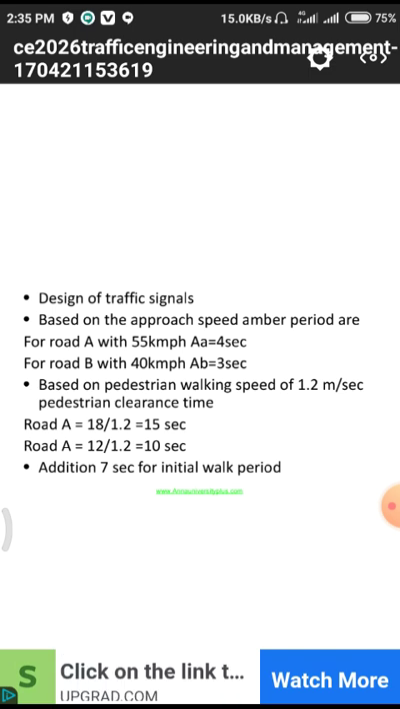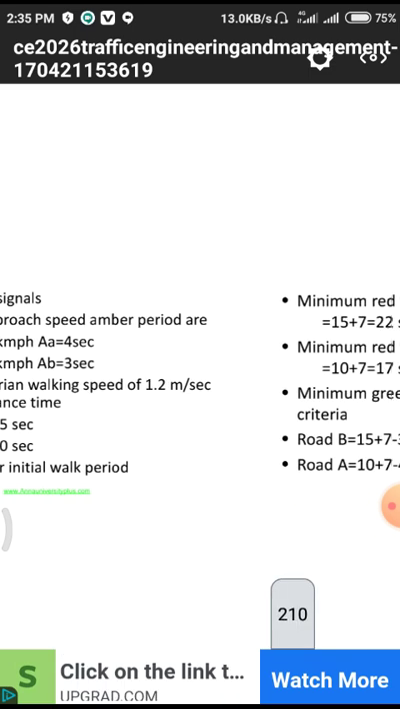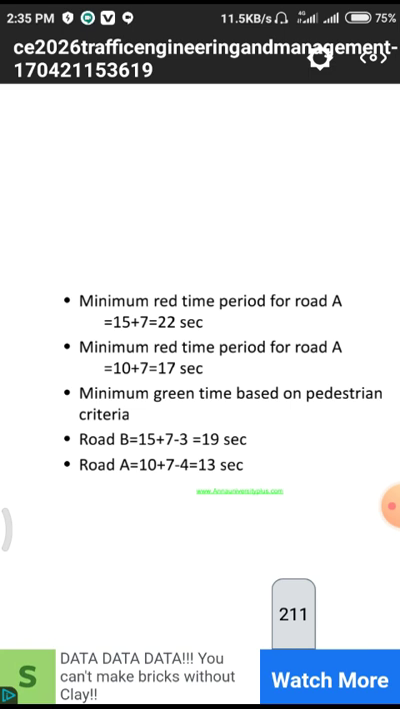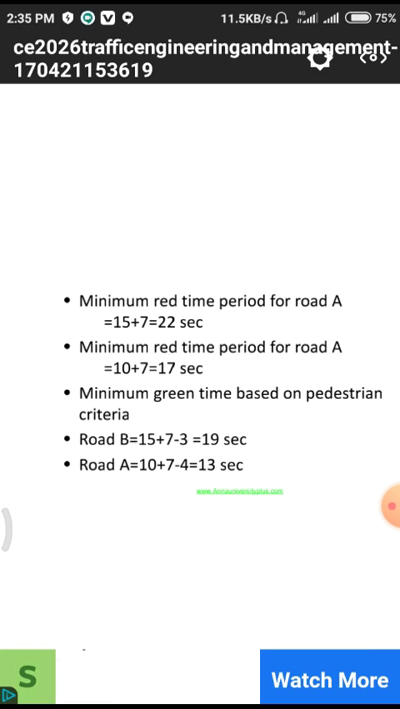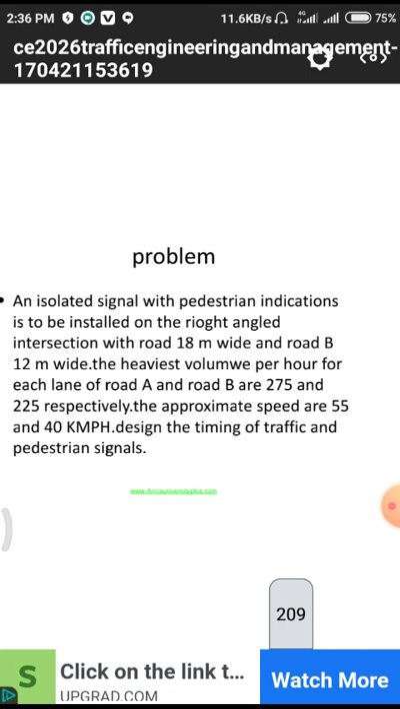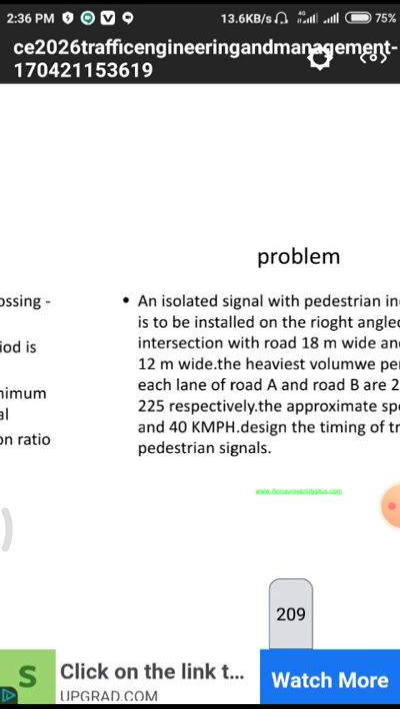In addition, 7 seconds for the initial walk period. That means we have some quantity of initial walking period, so we have to give 7 extra seconds, so the minimum required time for road A equals 22 seconds, road B equals 17 seconds. So these times we have to reduce, for this purpose using 3 and 4. Those are the minimum values.